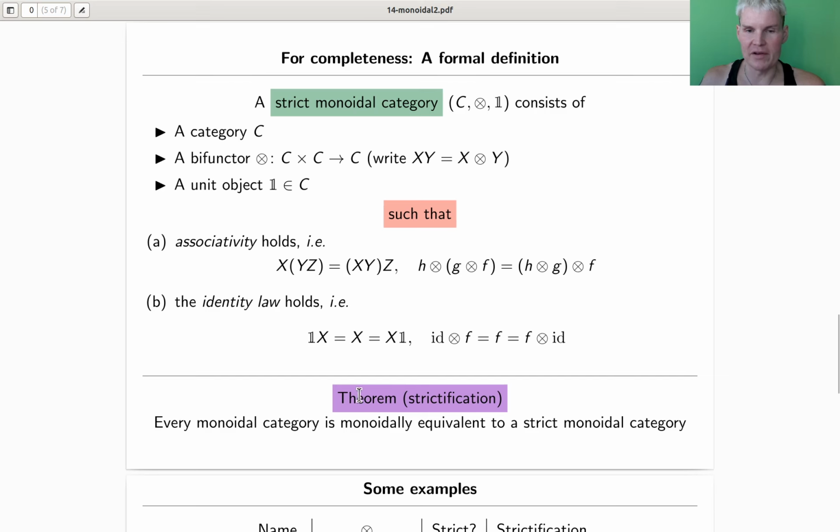And this is a really cool theorem. The way to prove this is not completely trivial. You essentially say that every monoidal category is equivalent to a category of functors. And categories of functors are strict because the tensor product in this case would just be composition. Composition is strict. The only strict operation you ever know is composition anyway.